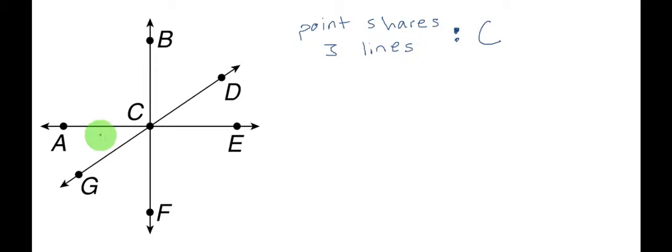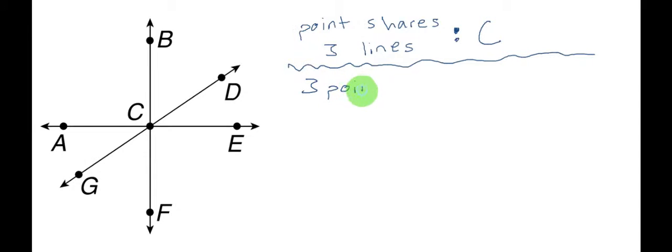All right, guys, in this next problem, we're asked to do a couple of things, and the first thing we're asked to do is find a point that is shared by 3 lines. And looking in the diagram, what we see here is that point C, smack dab in the middle, has 3 lines that intersect through it. Therefore, point C is the correct answer.